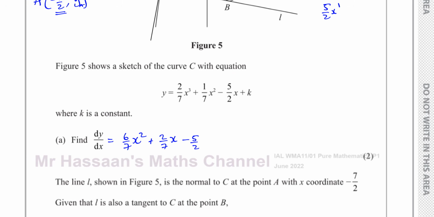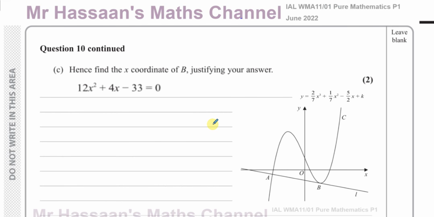Now I'm going to go on to part C. Part C says, hence find the x coordinate of B, justifying your answer. We've just deduced that this equation will tell us the places on the curve where the gradient of the curve is minus 1 over 7, and one of those points was B. So solving this equation will give us the x coordinate of B.